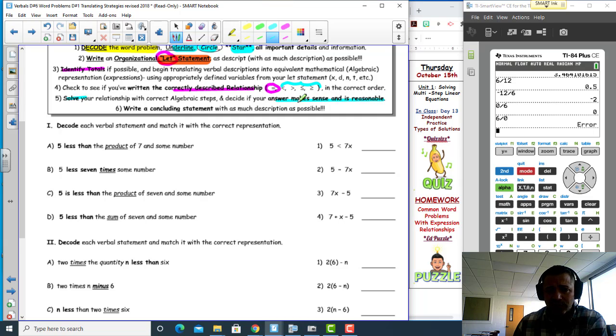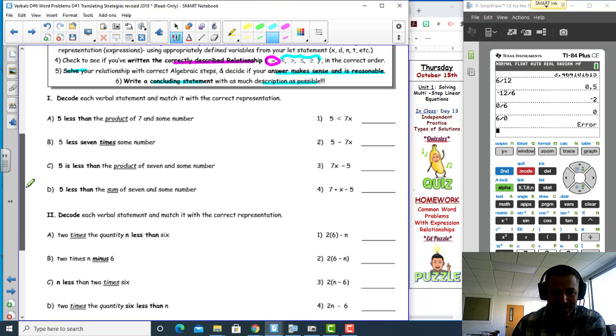If you're looking for the age of somebody's grandmother, she shouldn't be negative 42, or she shouldn't be like 5/8. Those would be weird ages. It wouldn't make sense in that instance. You're going to then write a concluding statement with as much description as possible so that we know that you know what you're talking about.